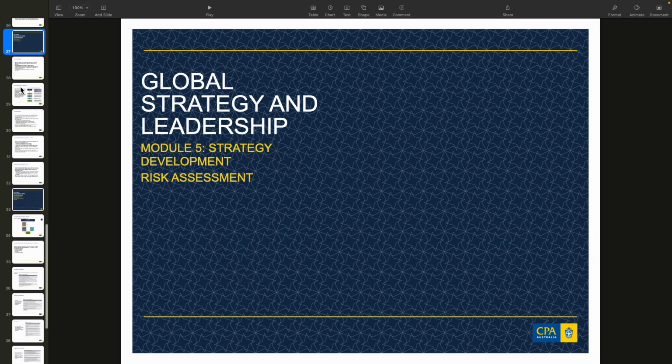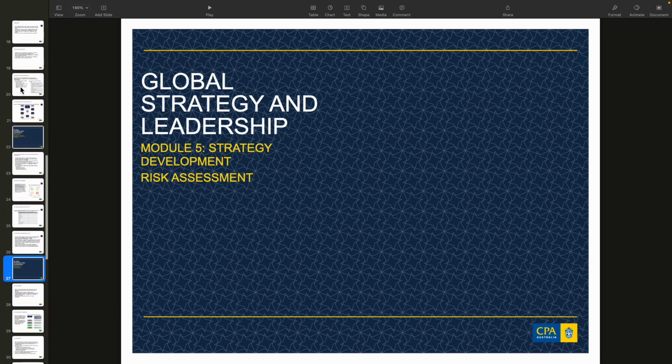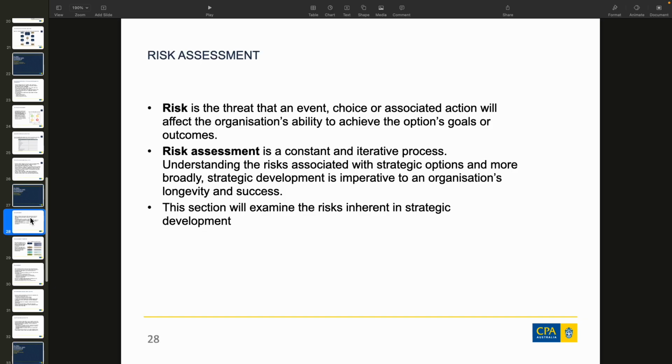We're coming to this idea called risk assessment. When you want to assess risk, every strategy has a kind of risk that comes with it. Risk is the threat that an event, choice, or associated action will affect the organization's ability to achieve the goal or outcome. So you do have to think about that. A risk is basically your goal or outcome being prevented.